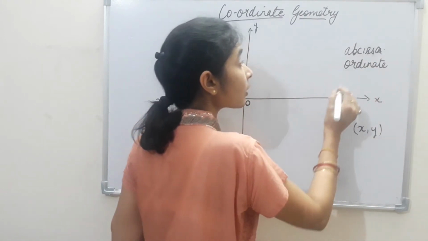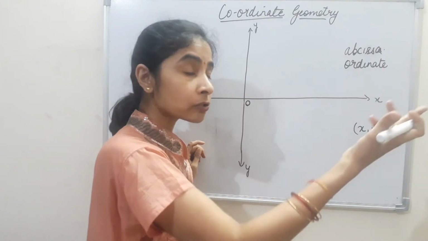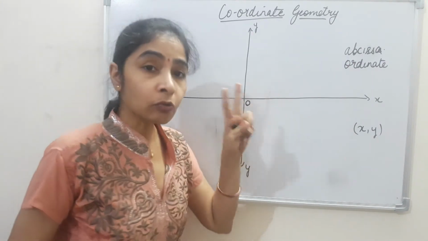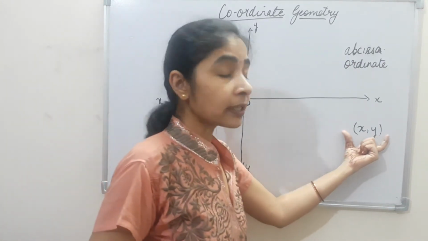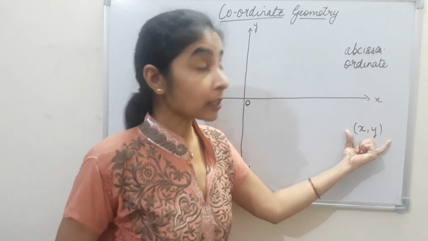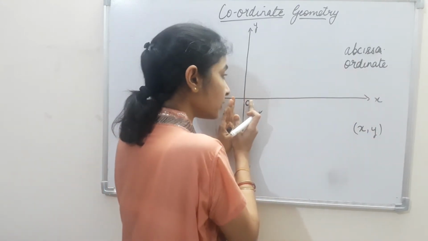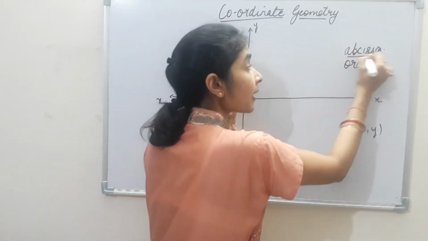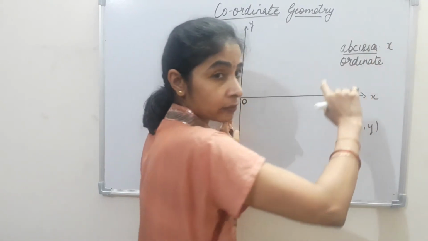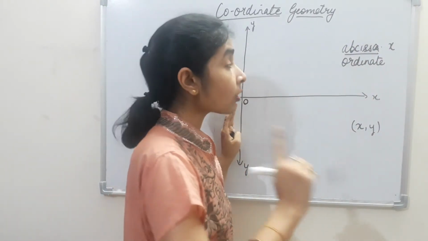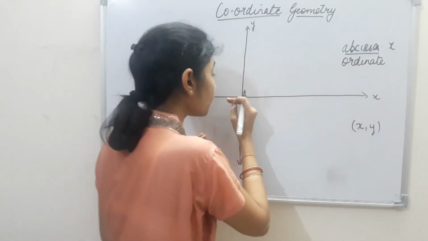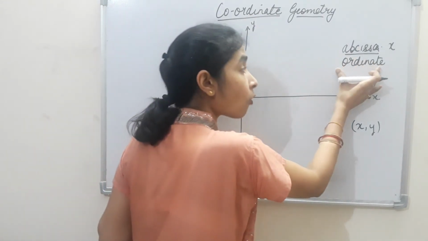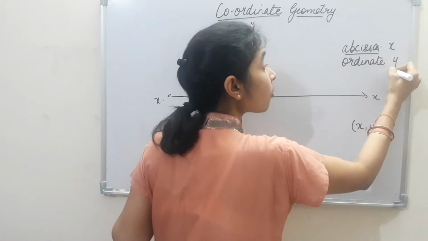Abscissa can also be called the x coordinate, and ordinate can also be called the y coordinate. So there are two coordinates given in the ordered pair. The distance from the origin on the x-axis is represented by abscissa or x coordinate, and the distance from the origin on the y-axis, vertically, is represented by ordinate, or y coordinate.